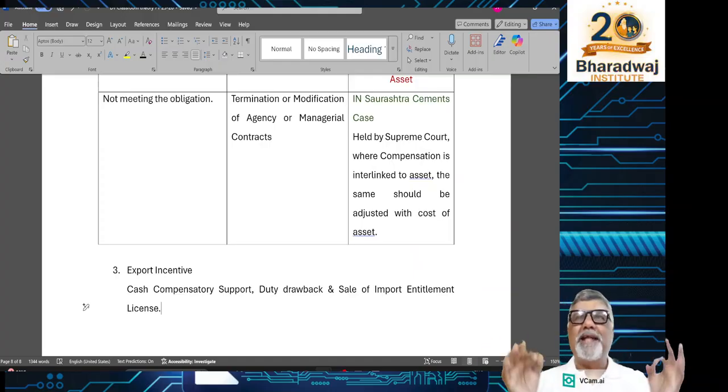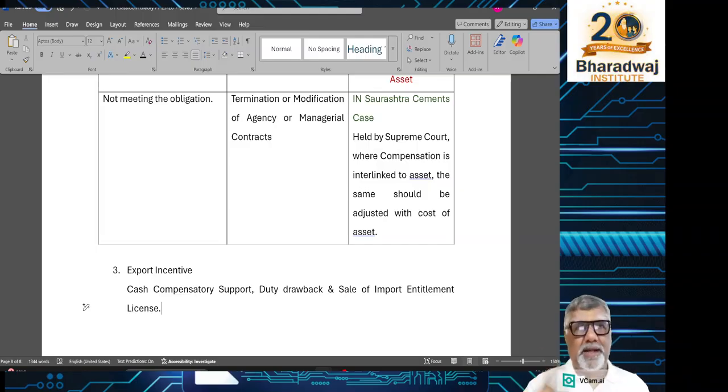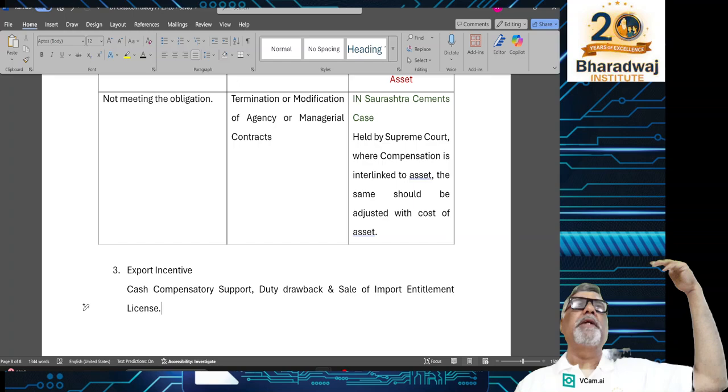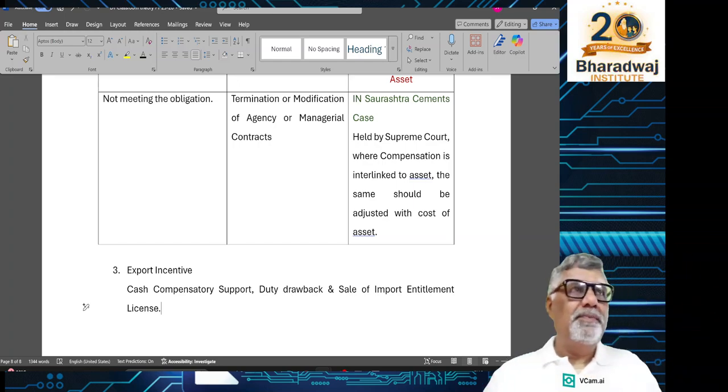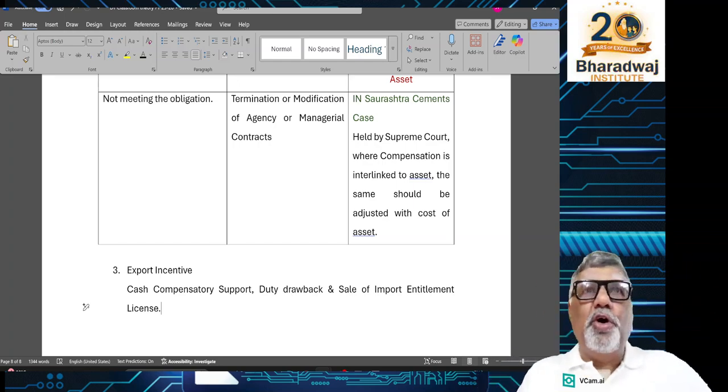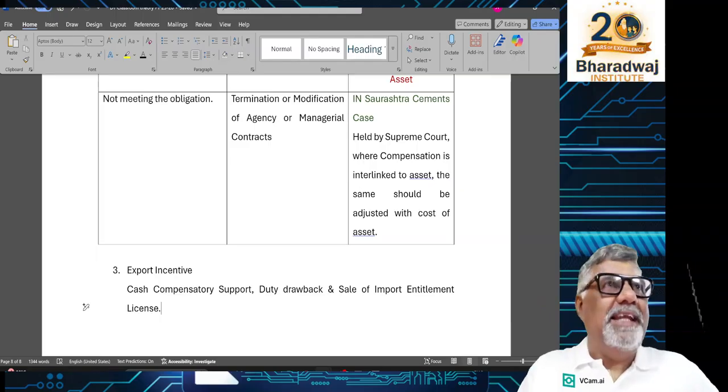In some questions you will see sale of import entitlement license which has been taken to reserve. Now we need to reverse it and bring it as income.